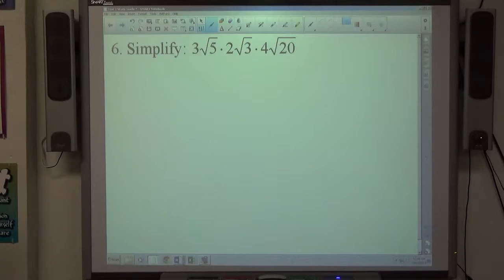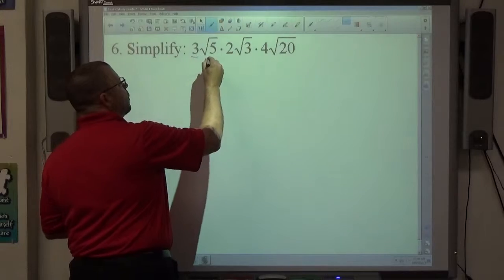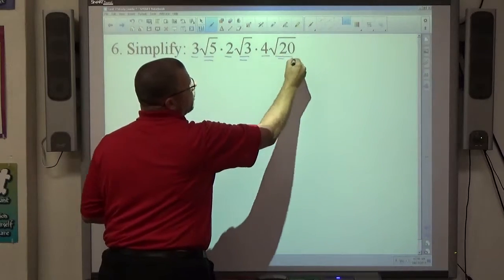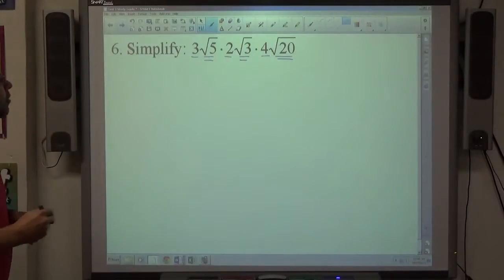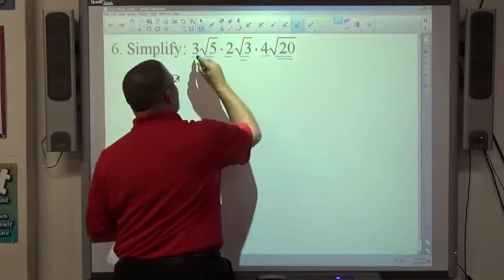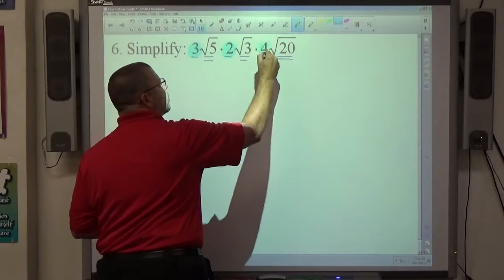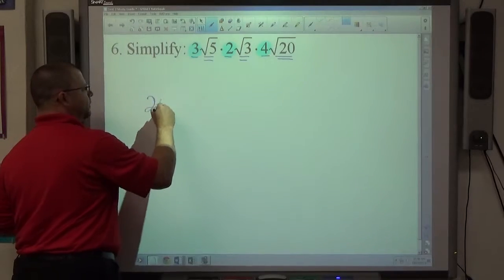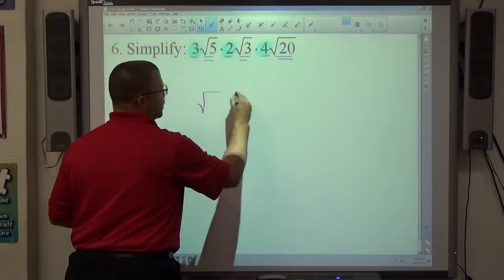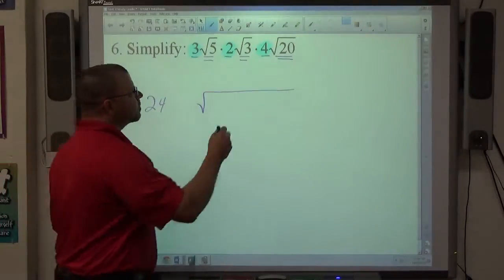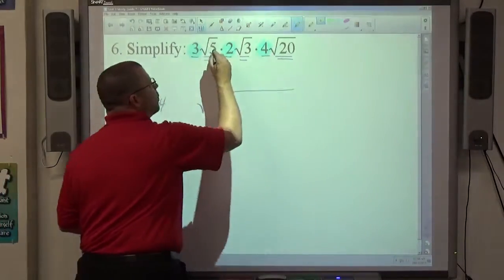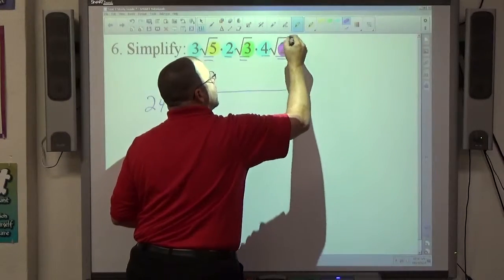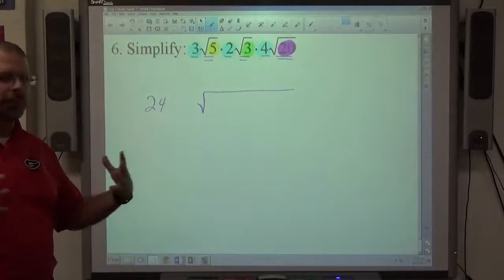Number 6, we're simplifying radicals, and you'll notice that we got a whole number 3 being multiplied by a square root of 5, a whole number 2 being multiplied by a square root of 3, and a whole number 4 being multiplied by a square root of 20. My recommendation for these has always been the whole numbers multiply together outside the radicals. So 3 times 2 is 6 times 4 is 24. I'm going to leave myself a little bit of a space here because I'm going to expect to pull some stuff out. And what I do with the radical numbers, we got 5 and 3 and 20, what I do with those 3 numbers is I break them down even further.